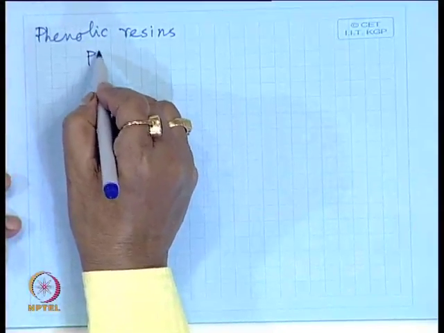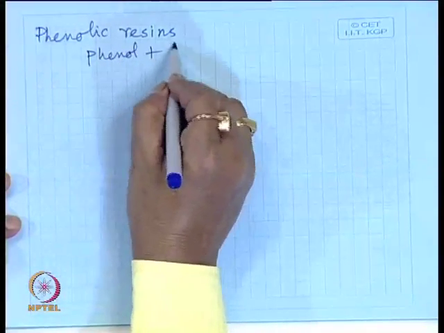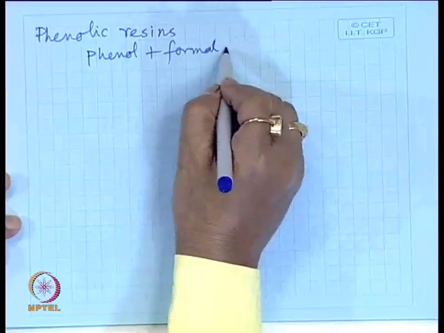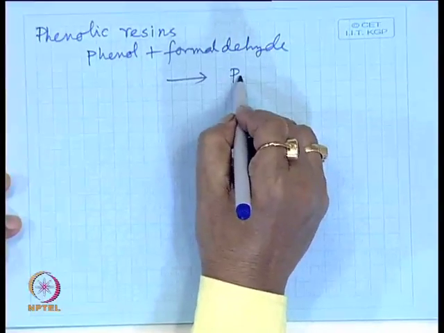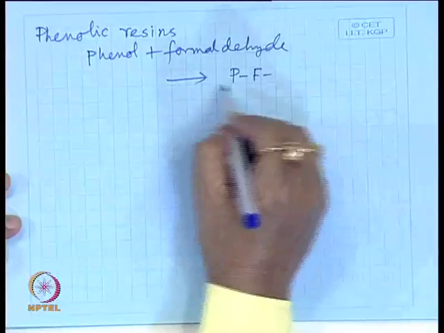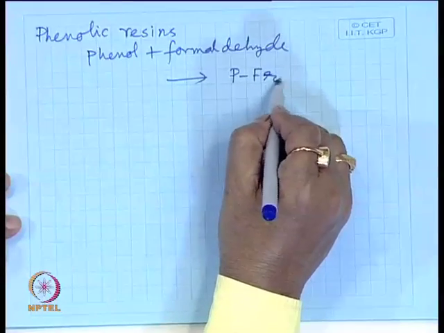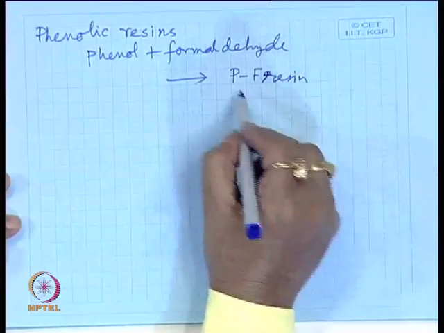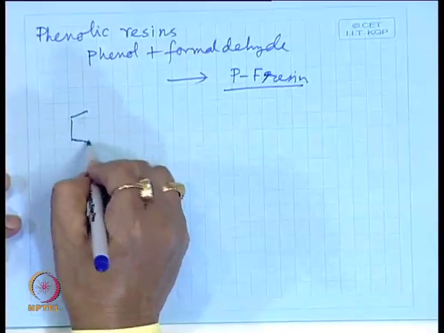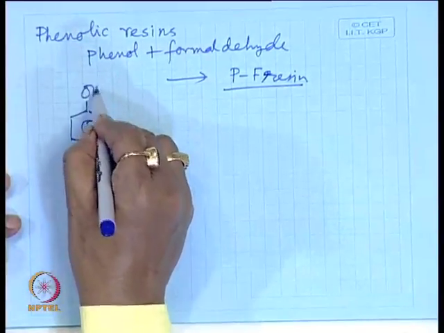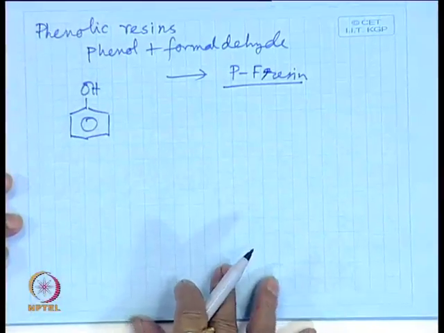Polymer of phenol and formaldehyde. I should write this way: phenol formaldehyde resin, PF resin. What is this? You know, this is phenol.